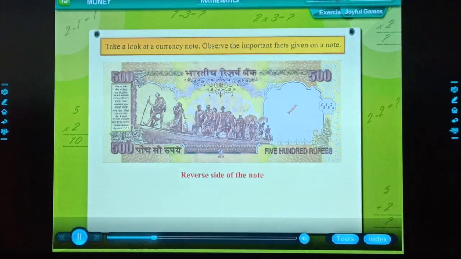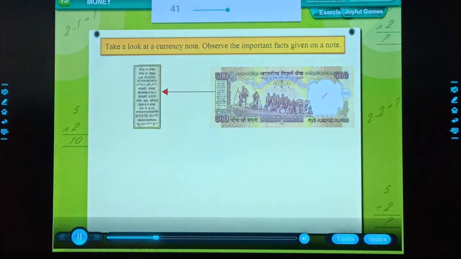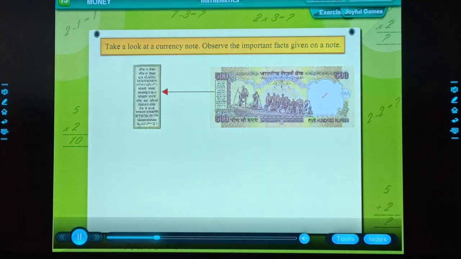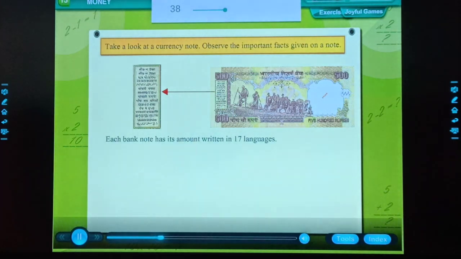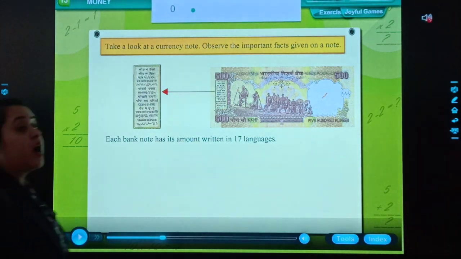Reverse side of the note. Can you identify the picture on the reverse of the note? Why was this movement important? Check out other currency notes and find out about the importance of the picture on its reverse side. Each banknote has its amount written in 17 languages. How many languages? There are in all 17 languages.